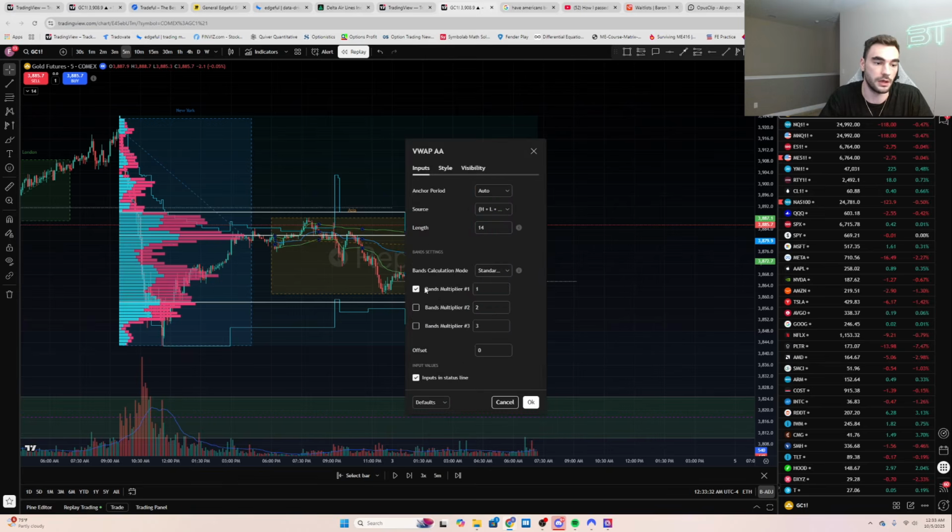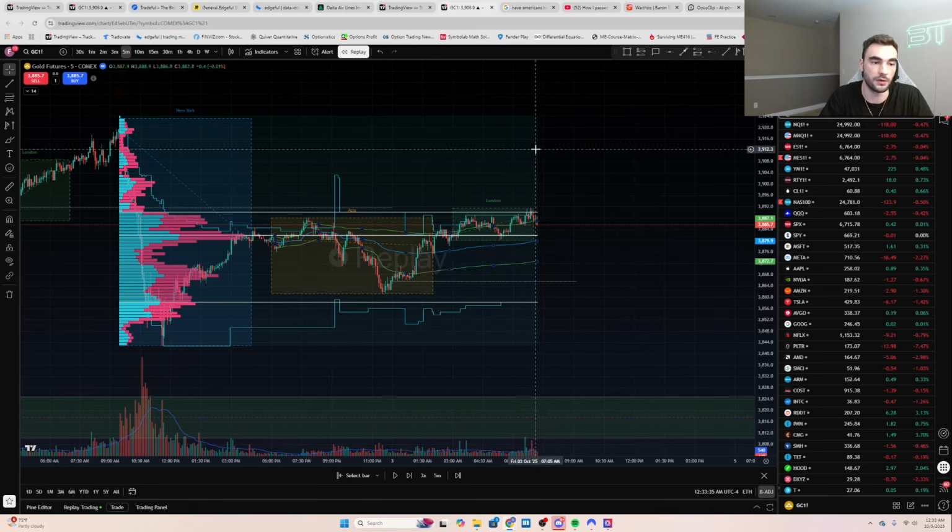1, and I just use the band multiplier 1. I turn off the background so it doesn't get too messy. But baseline, we are currently at the upper band. We're at value area high. We are sitting above VWAP.